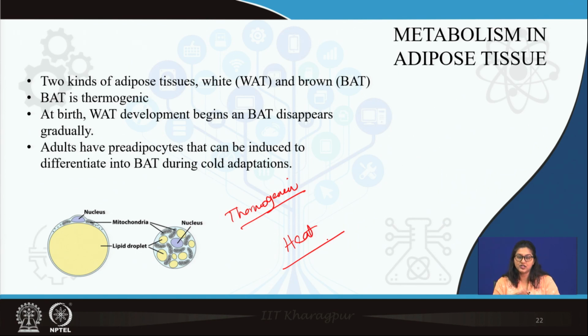prevented from cold exposure. In case of adults, as I told, there is a very minimal amount of brown adipose tissue present, but during chronic cold exposure, cold adaptation can occur, where there are pre-adipocyte cells which can be differentiated to brown adipose tissue even in adults.